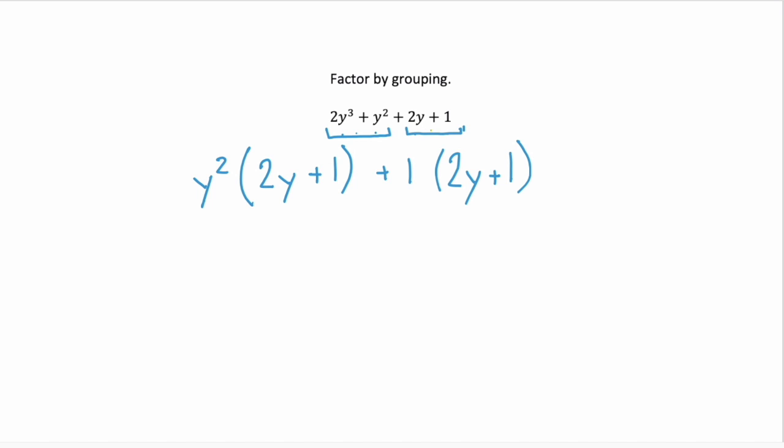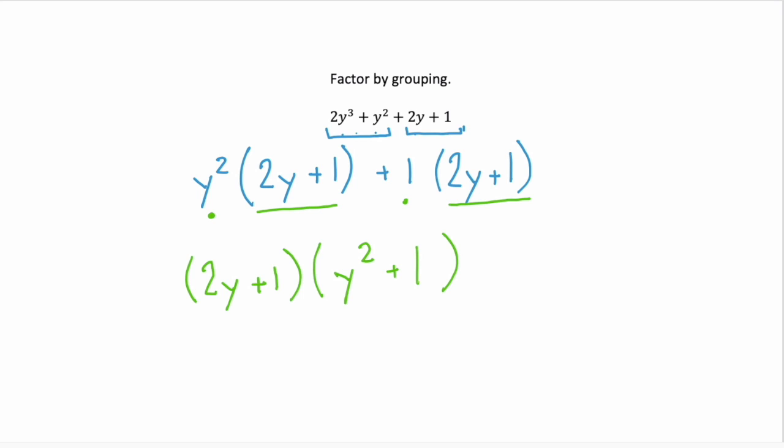Now that we've grouped those and factored them, we're going to look at our remaining 2 terms and determine what they have in common. And the first term and the second term both have this binomial of 2y plus 1 in common. If we factor out the 2y plus 1, that leaves behind the binomial of y squared plus 1. So we've factored this polynomial by grouping.